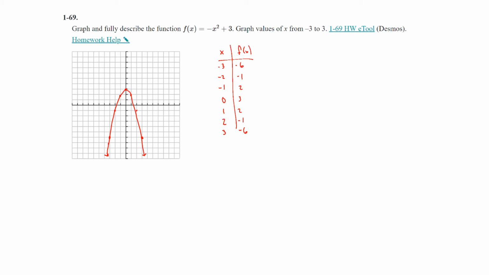Question 1-69. Graph and fully describe the function. Graph values of x from negative 3 to 3. So it tells you what to do. It does suggest also using the Desmos or the graphing calculator. So my suggestion is use the graphing calculator or Desmos to get the graph down, and then what we're really working on is fully describing this graph. So now that you have the graph, if you haven't done so already, pause the video, go through those questions, make sure you're answering all of them, and then check your answers.